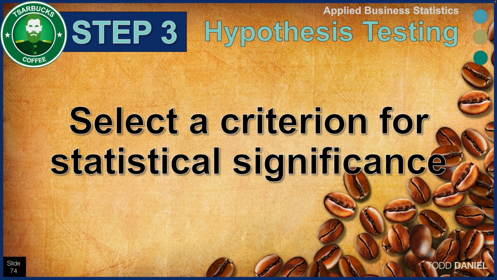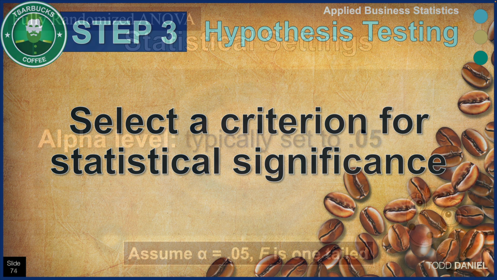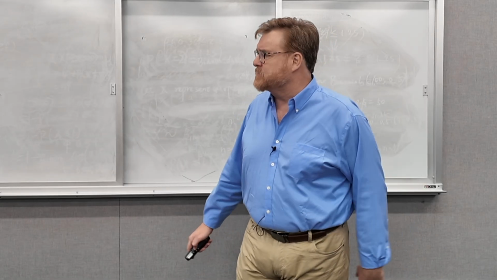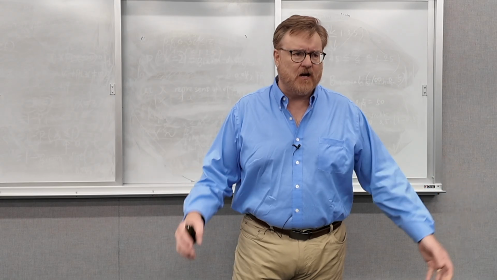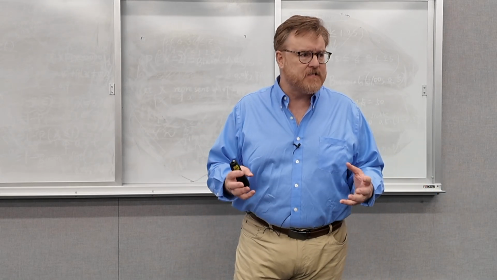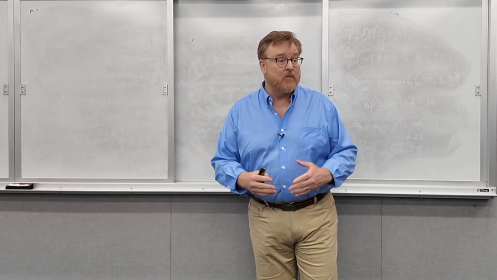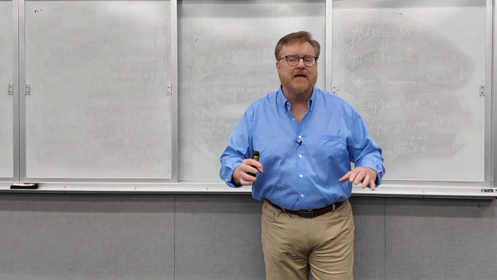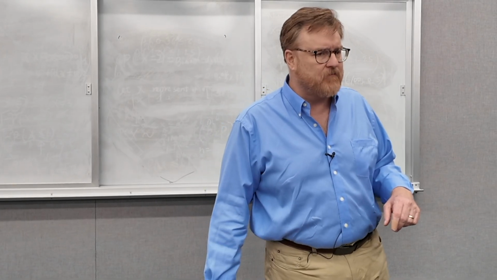And so with that, we can select our criterion for statistical significance. And that's going to be easy. We're going to keep our alpha level set to 0.05. And because F is a naturally one-tailed test, we're only looking for changes in one direction. So it doesn't make sense to talk about one-tailed versus two-tailed tests here. We can follow up with our post hoc test to find out which groups are higher or lower than other groups. That's where the interesting findings will come from.